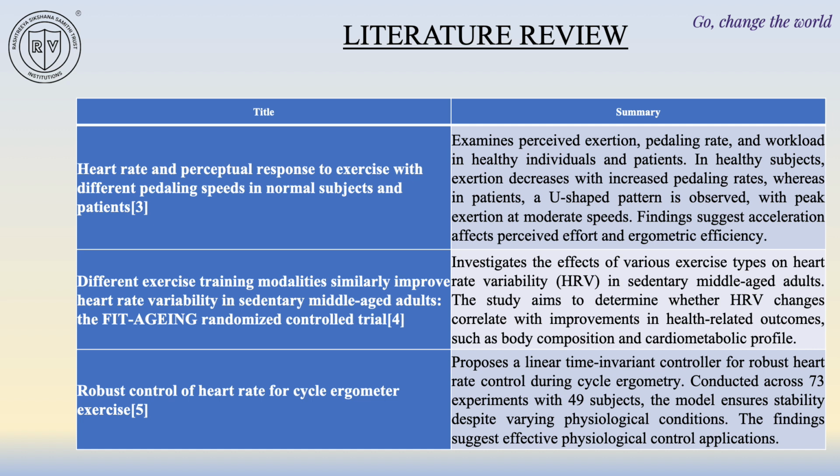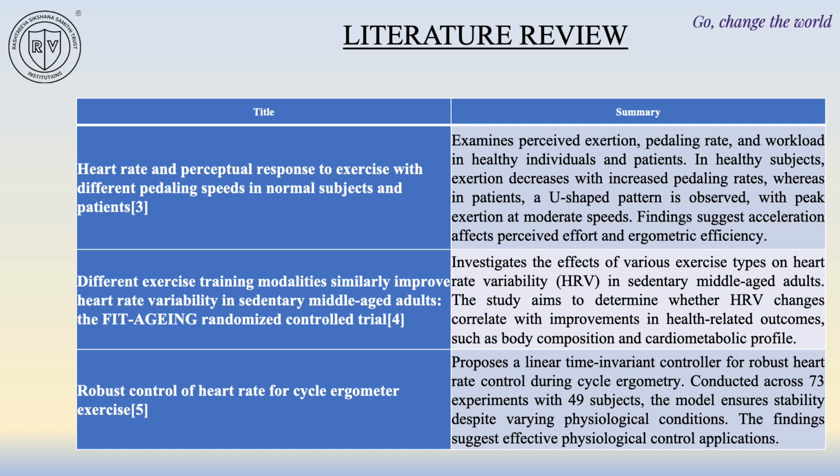This paper investigates the effects of various exercise types on heart rate variability in sedentary middle-aged adults. The study aims to determine whether HRV changes correlate with improvements in health-related outcomes such as body composition and cardiometabolic profile. The next paper is robust control of heart rate for cycle ergometer exercise. This was the key paper which helped me analyze my parameters and decide what levels I should choose. This paper is from Taylor and Francis, which is a good journal for purposes like this.